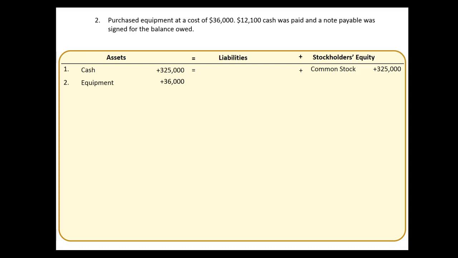Now we used up an asset, cash, and so we decreased our cash because we used it, so we'll credit that cash by $12,100.